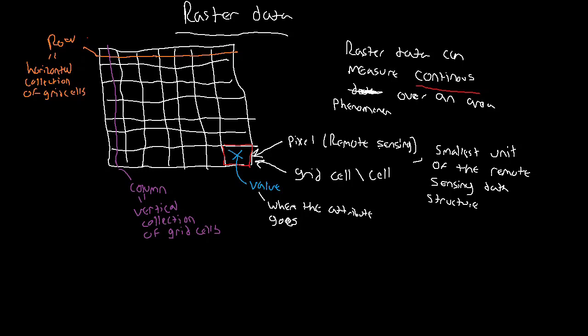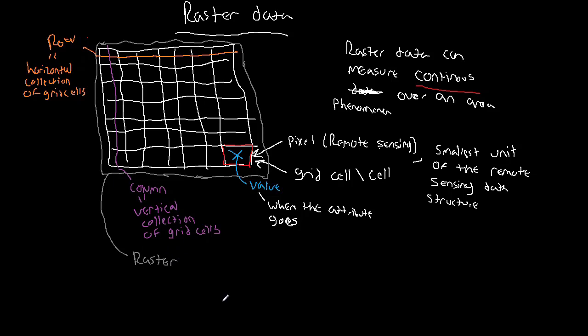If we take the entire thing in its entirety, this is all the rows, all the columns, right? This is the raster. And we'll talk in remote sensing about a little bit more terminology. But for now, this is really the heart of it.